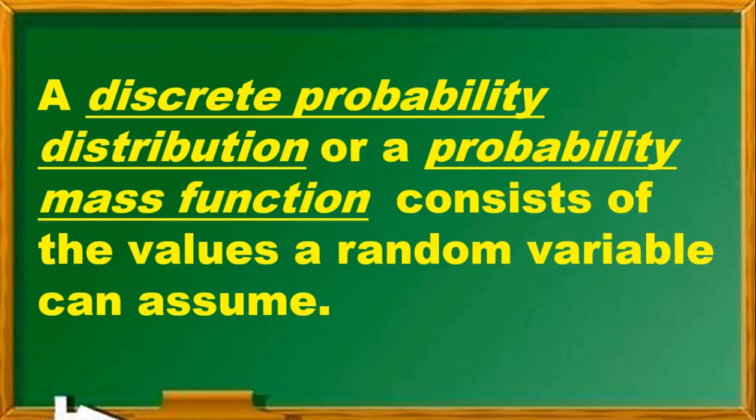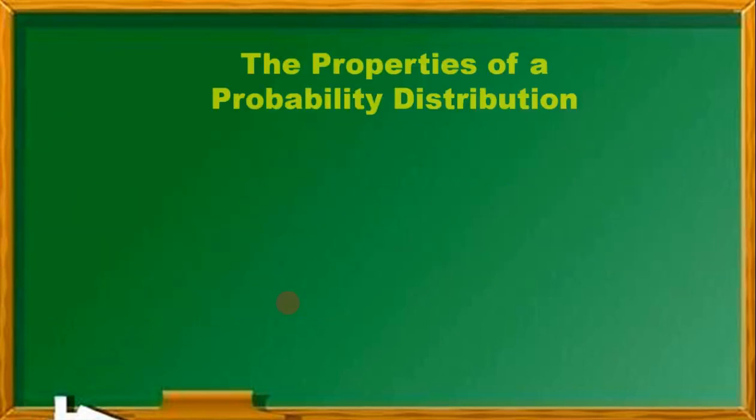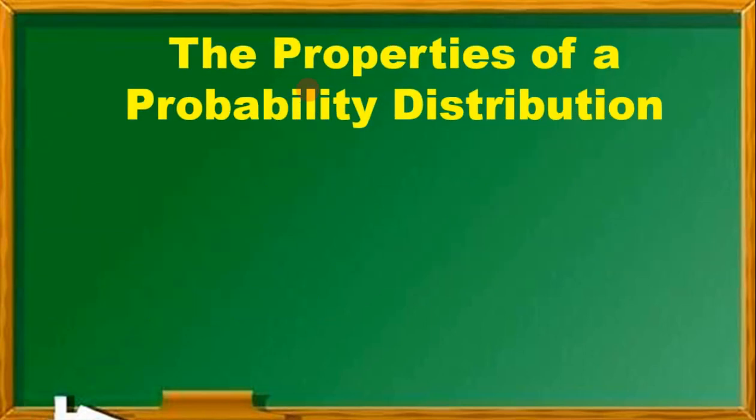What is a discrete probability distribution? A discrete probability distribution, or another name is probability mass function, consists of the values a random variable can assume. So what are the properties of a probability distribution?